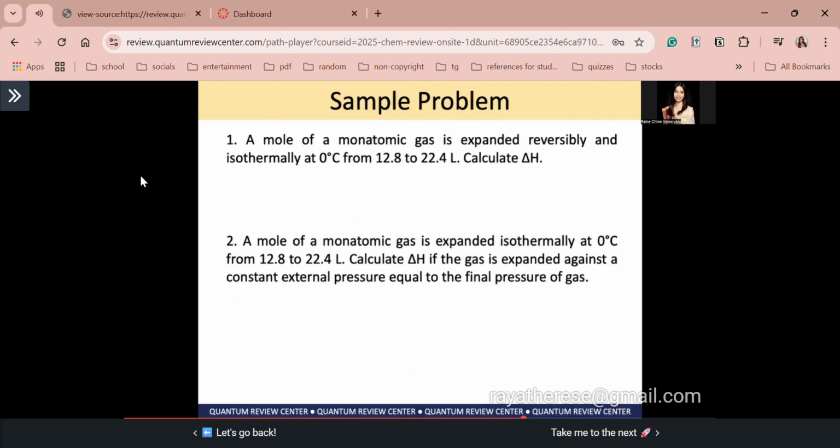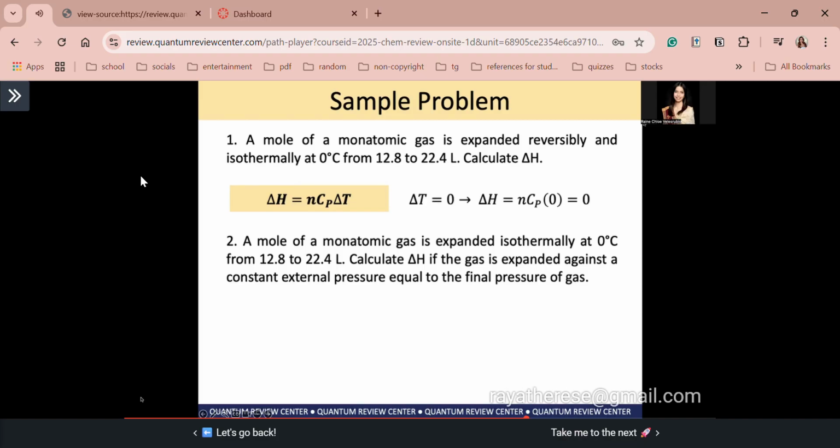Number 1, a mole of a monoatomic gas is expanded reversibly and isothermally at 0 degrees Celsius from 12.8 to 22.4 liters. Calculate delta H. So guys, we simply have to use the equation for enthalpy for isothermal reversible expansion, which is delta H is equal to nCp delta T. Again, guys, you have to memorize the equations. We know that delta T is equal to 0 because it's an isothermal process. Therefore, delta H is equal to 0.